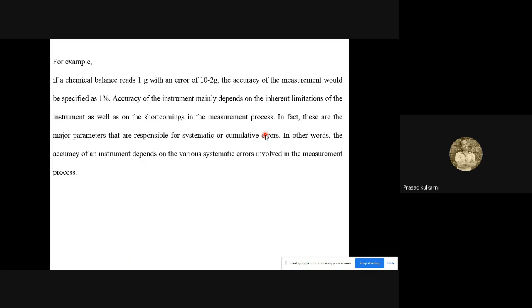Now we will see the formula for measuring the accuracy. The accuracy of an instrument can be specified in either of the following forms. Percentage of true value is equal to measured value minus true value, multiplied by 100 and divided by true value. In this way you can calculate the percentage deviation or percentage of the true value.